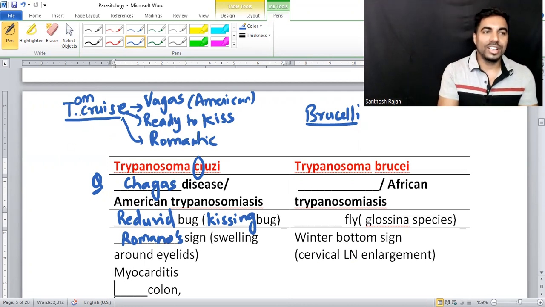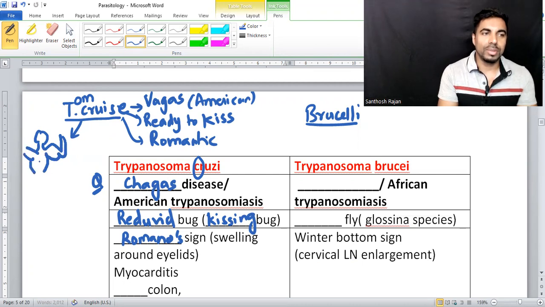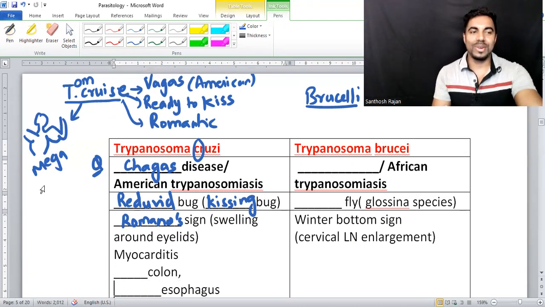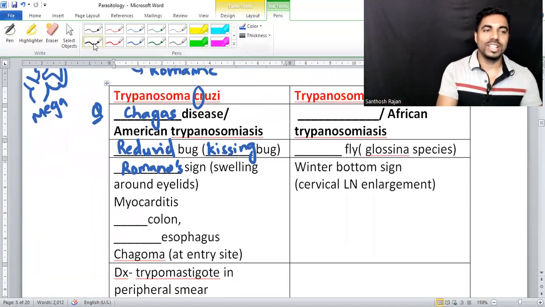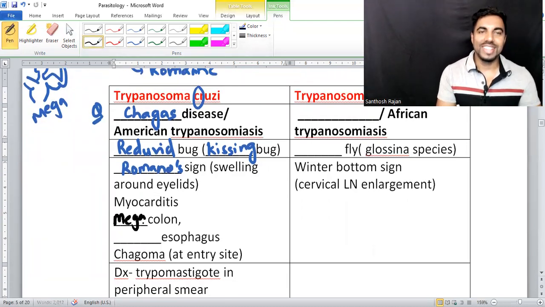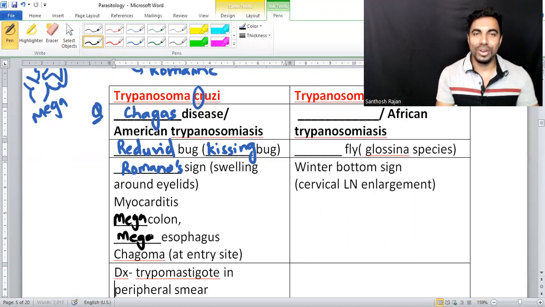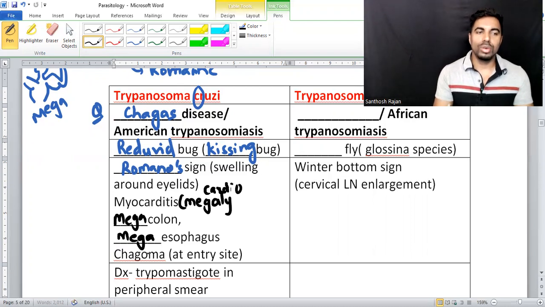And another thing, everything is big for him. He's a muscular guy, a gym guy. So everything is big, big, big for him. Everything is mega for Tom Cruise. So what does that mean? He is having mega colon, mega esophagus, and myocarditis, also called cardiomegaly. He has cardiomegaly or myocarditis. Also one more lesion called Chagoma. He has this, that's it.